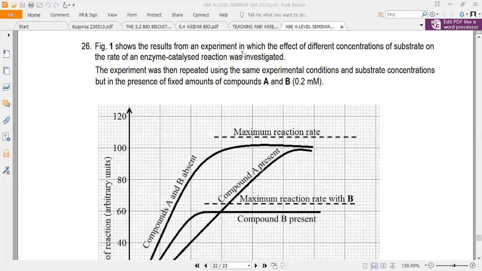So what does it mean? That now they get the substrates. Now in this substrate, they add a fixed amount of compound A. Then they get another one, they add a fixed amount of compound B. So it means that the whole of this experiment was done three times for each concentration. The first time, they just used the substrate only. Then the second time, substrate plus compound A. Then the third time, substrate plus compound B. So that is what they did.